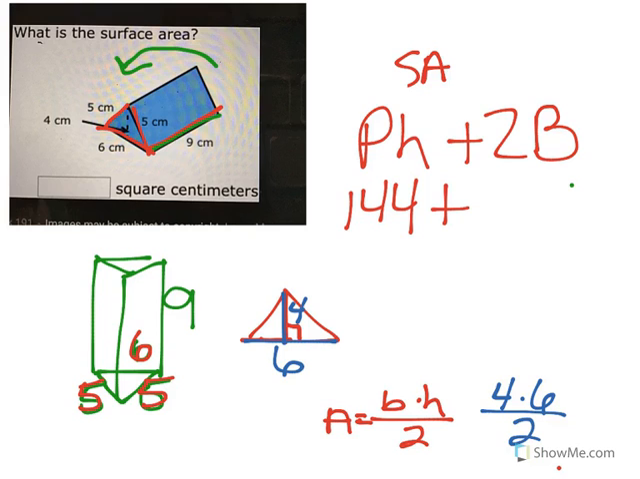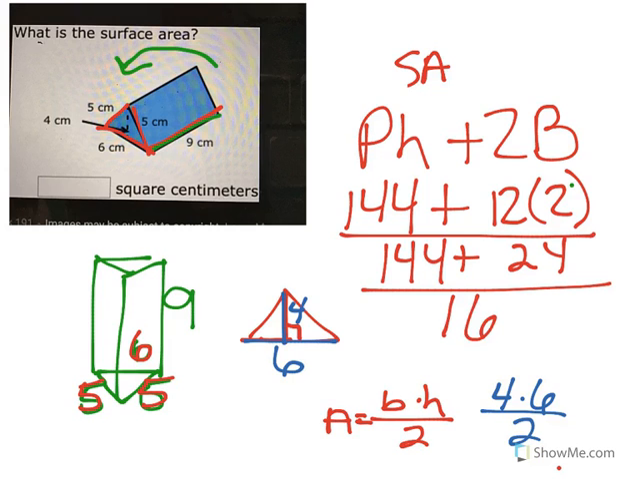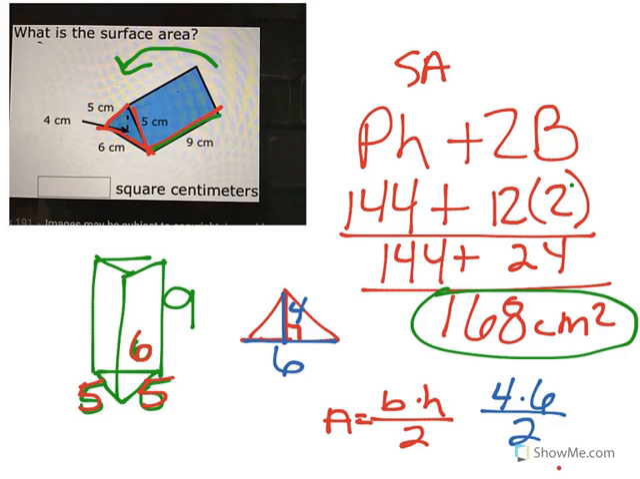Now in this, it's a little tricky. I'm going to do 4 times 6 divided by 2 is 12, but then 12 times 2 just gets me back to 24, but that's all right. I want to follow the formula exactly as is, just so I don't screw up. So then I'm going to add these two together, and I'm going to get 168, and that is my answer, 168 centimeters squared.